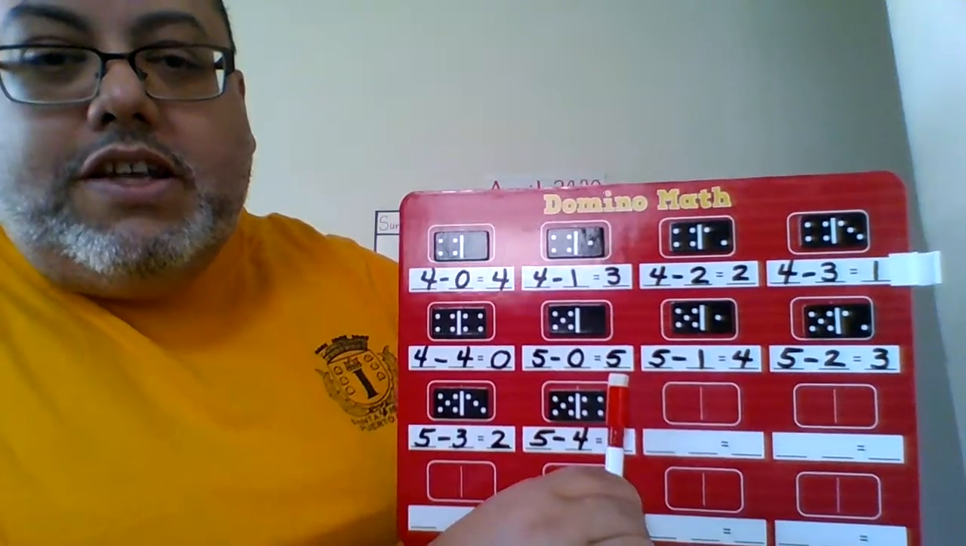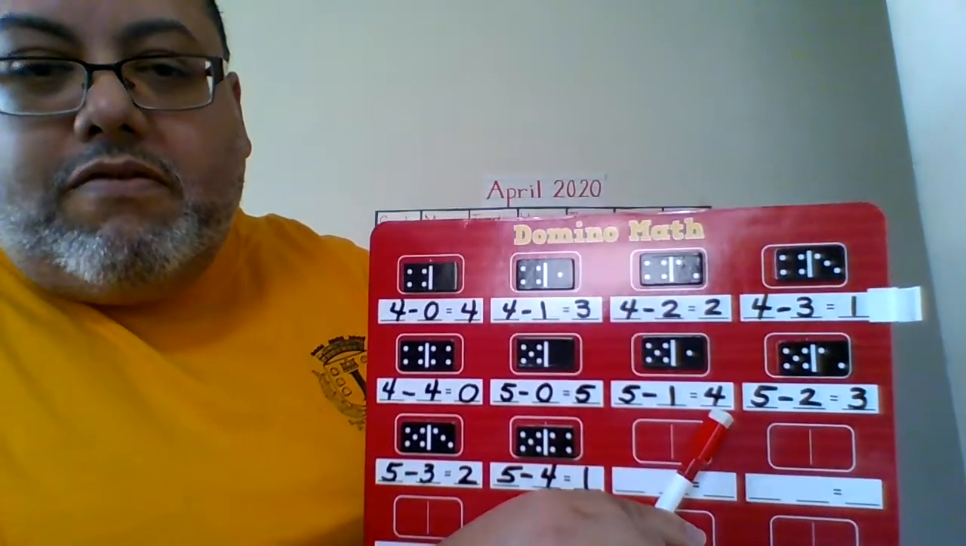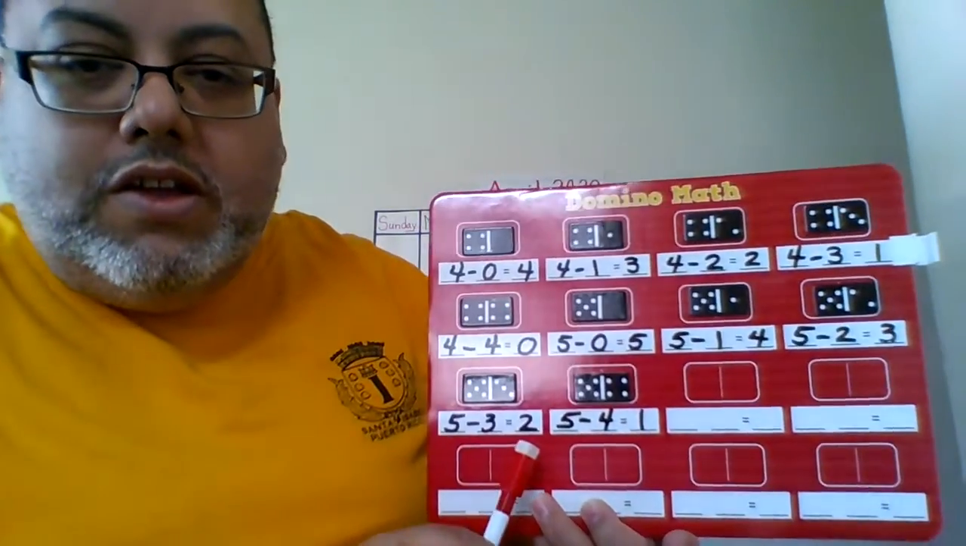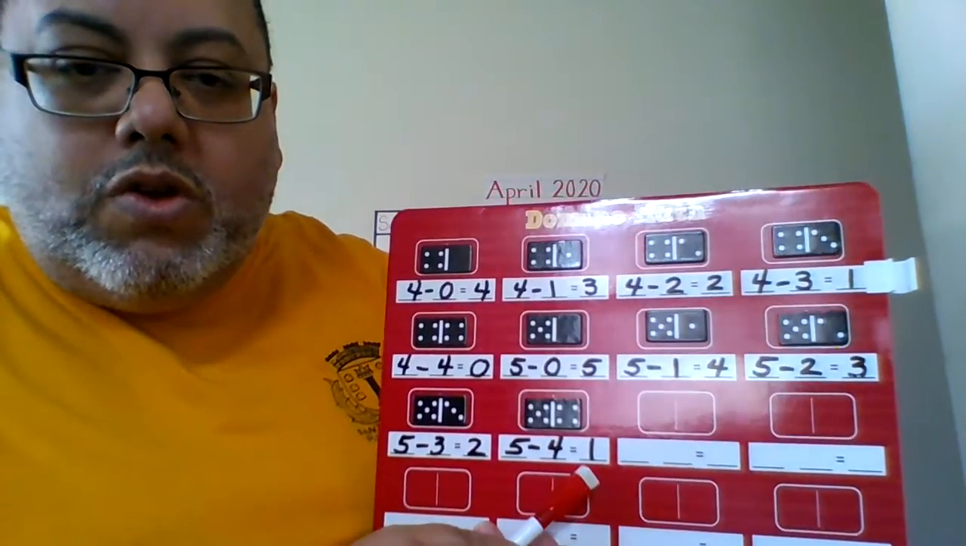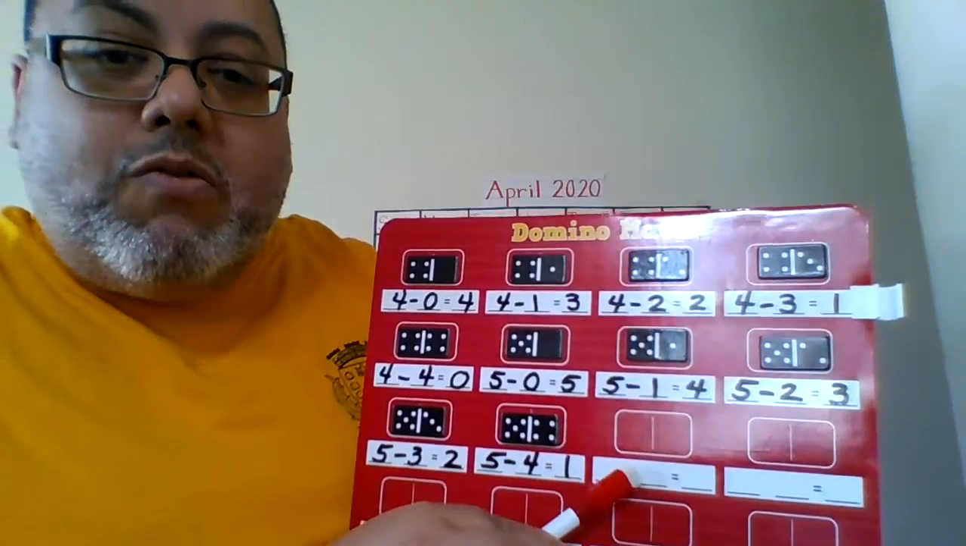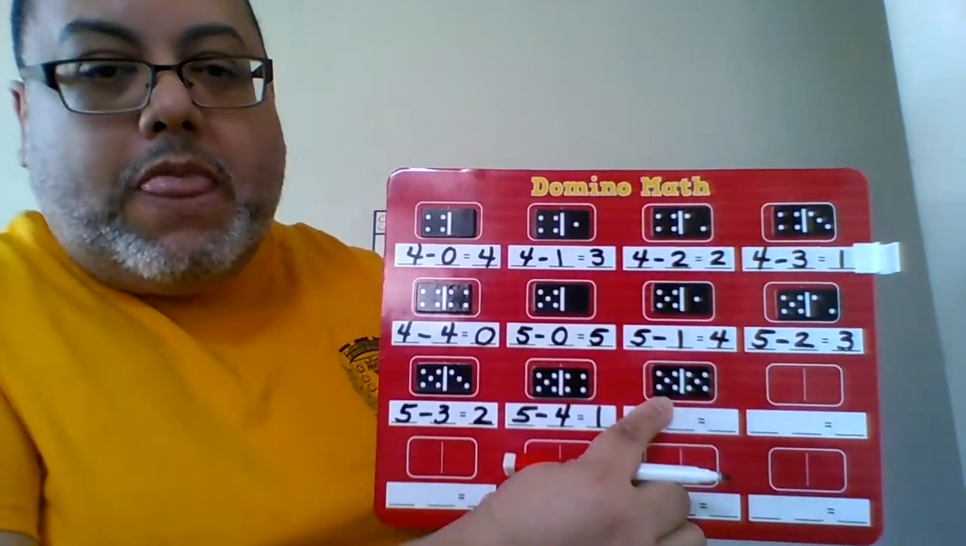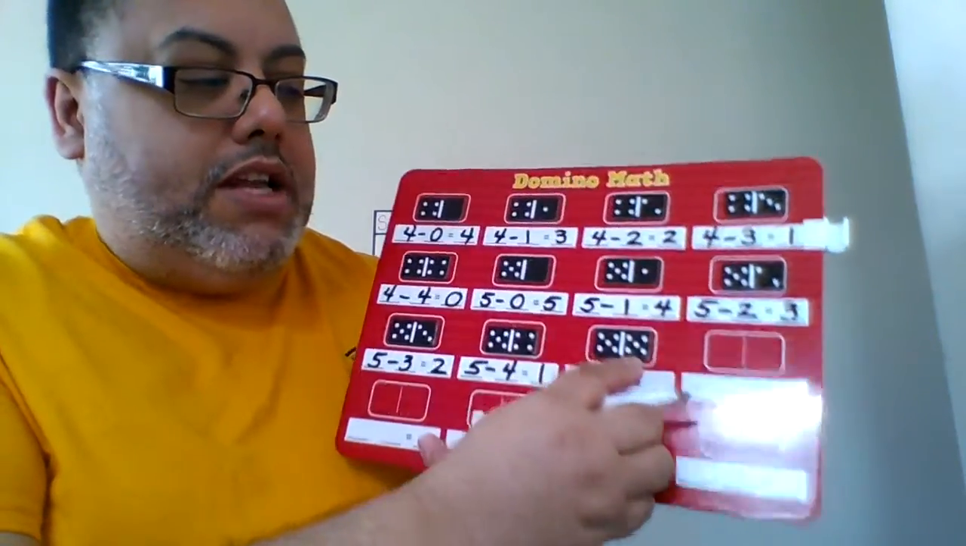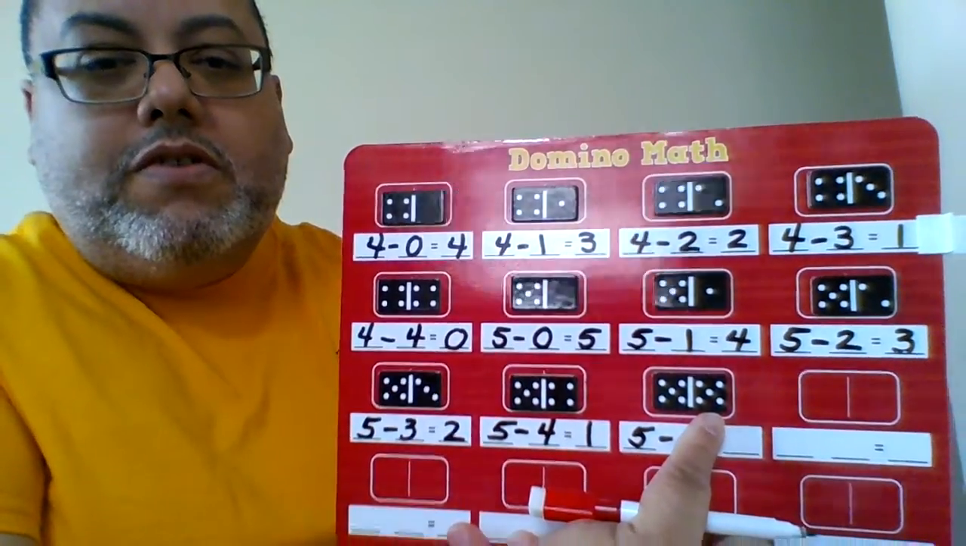Pay attention. 5, 4, counting backwards. 3, 2, 1. What's the next one? 0. So let's see. How many dots do you see here? 5. How many dots do you see here? 5.